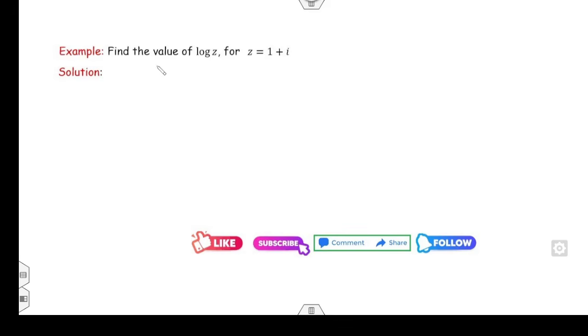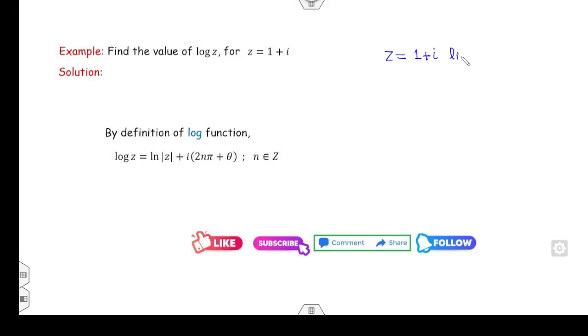For example, first of all, you can see where the value z equal to 1 plus iota lies. So 1 and iota is 1, so that lies in the first quadrant. Your target is to find the value of log of z. So clearly z equal to 1 plus iota lies in the first quadrant. Now can you calculate the absolute value or modulus? It is 1 plus 1.